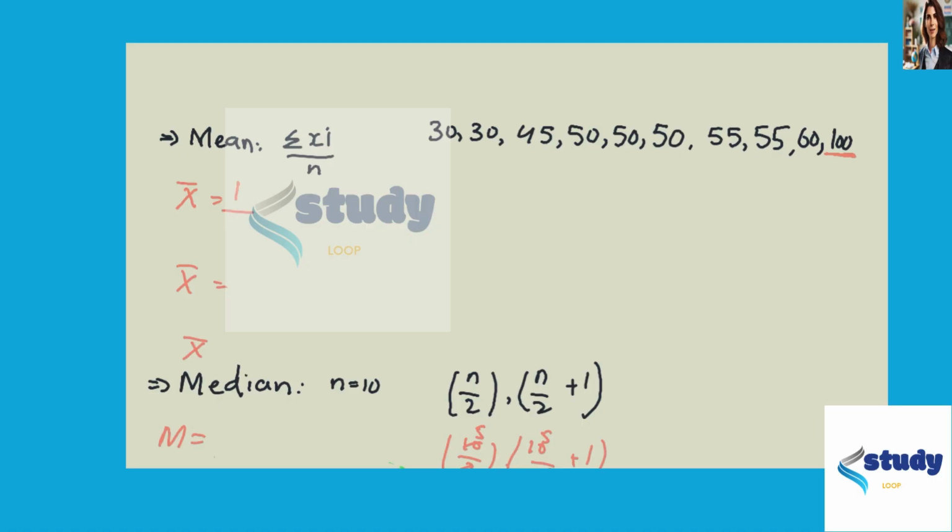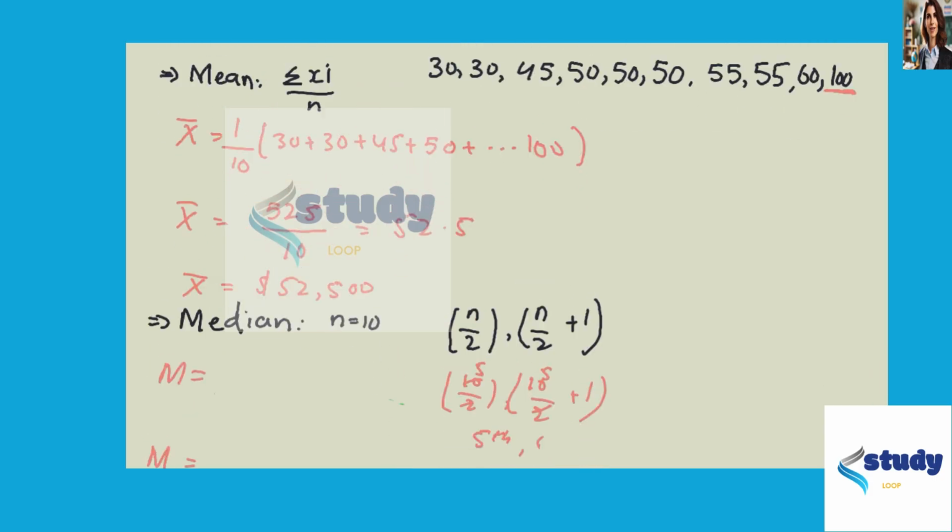Mean will be equals to 1 over the number of observation, that is 10. Then we have to add all of these numbers, plus 45 plus 40, sorry, 50 plus dot dot dot up to 100. We have to add it. So when we add these numbers, we get 525, then divide it by 10, we get 52.5. So the mean will be $52,500.